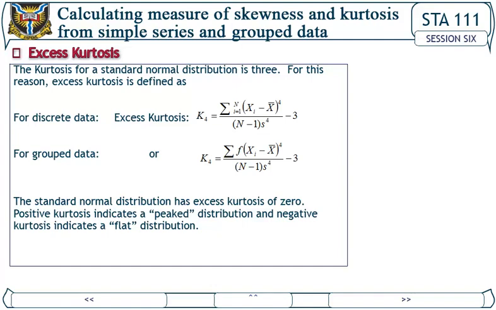Excess kurtosis. The kurtosis for a standard normal distribution is 3. For this reason, excess kurtosis is defined as, for discrete data, excess kurtosis K4 is equal to, for grouped data, K4 is equal to, the standard normal distribution has excess kurtosis of 0. Positive kurtosis indicates a peaked distribution, and negative kurtosis indicates a flat distribution.